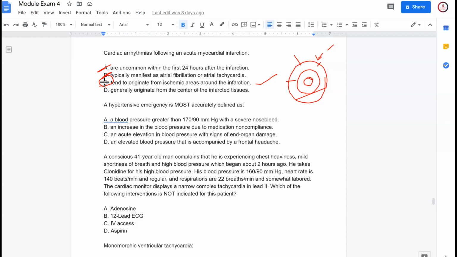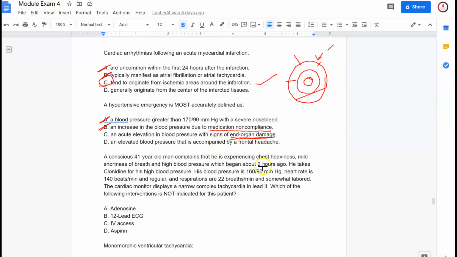A hypertensive emergency is most accurately defined as what? Blood pressure greater than 170/90 with a severe nosebleed. No, it's impressive, but it's not a hypertensive emergency. An increase in blood pressure due to medication non-compliance. Not necessarily, because it might not be due to non-compliance. The patient might be taking their blood pressure medication, but it's not strong enough. An acute elevation in blood pressure with signs of end organ damage. I like this one so far.